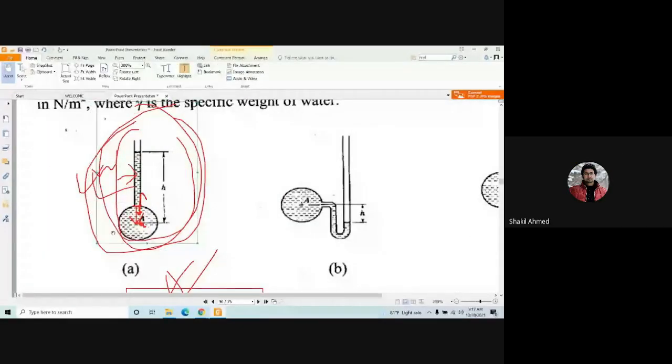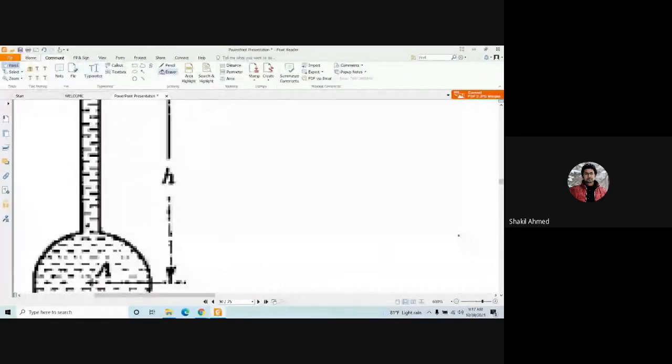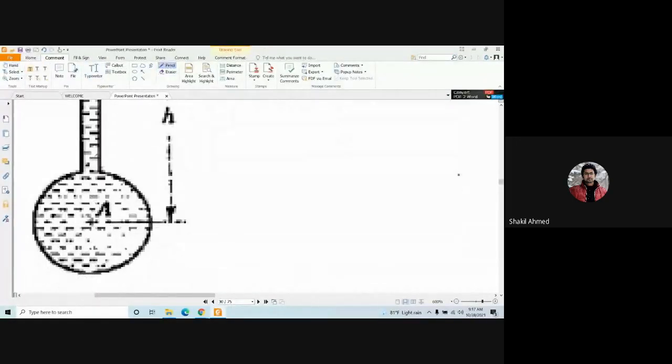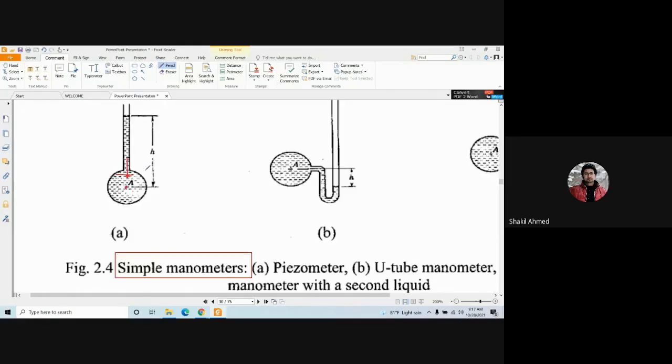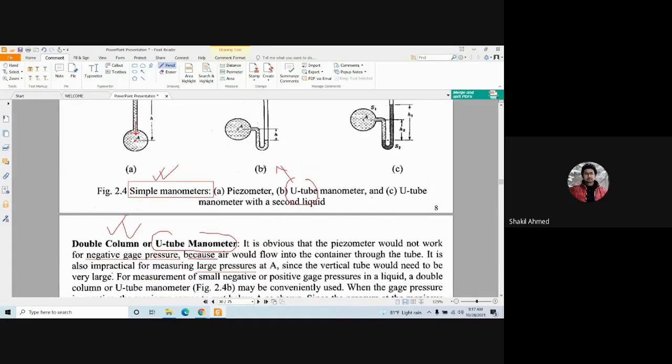When you have a negative pressure, this doesn't work, because negative pressure means the pressure here is less than the atmospheric pressure. So atmospheric pressure is now stronger, and that will plunge the water inside of it, making it difficult to measure the water pressure. So a simple manometer is not suitable for measuring negative pressure. That's why we are moving towards the U-tube manometer.